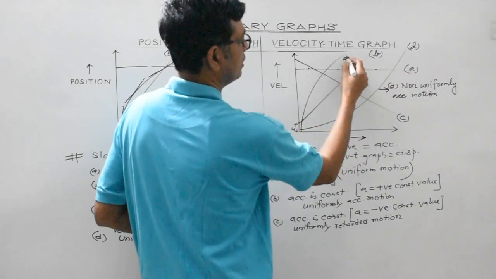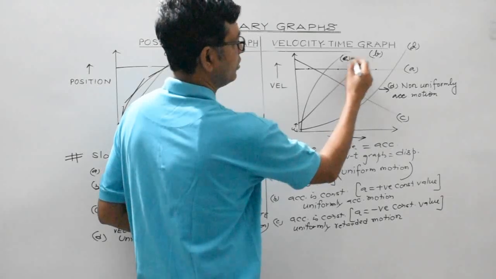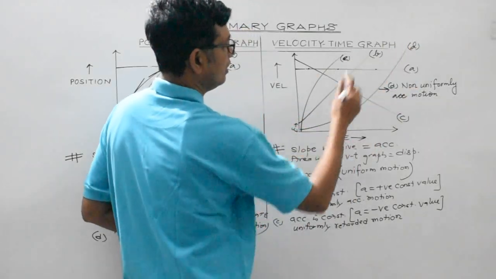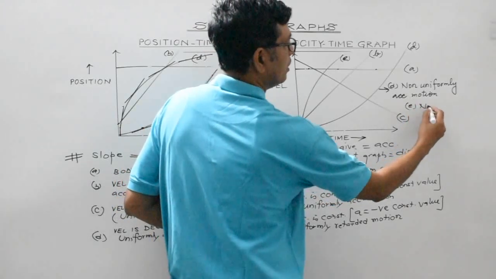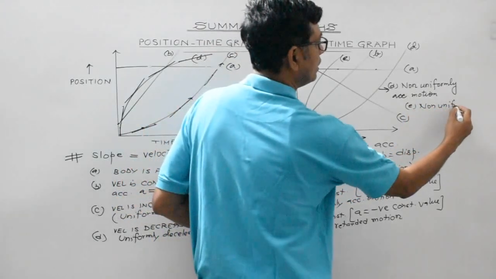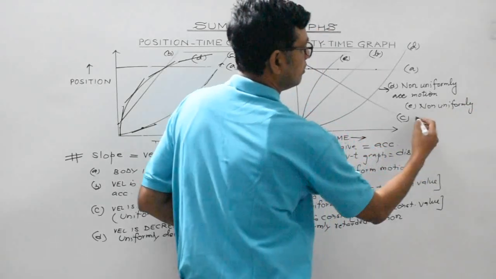Suppose it is D. So, suppose it is E actually. We have represented D by this. So, it is E. E also represents the same thing: non-uniformly accelerated motion.